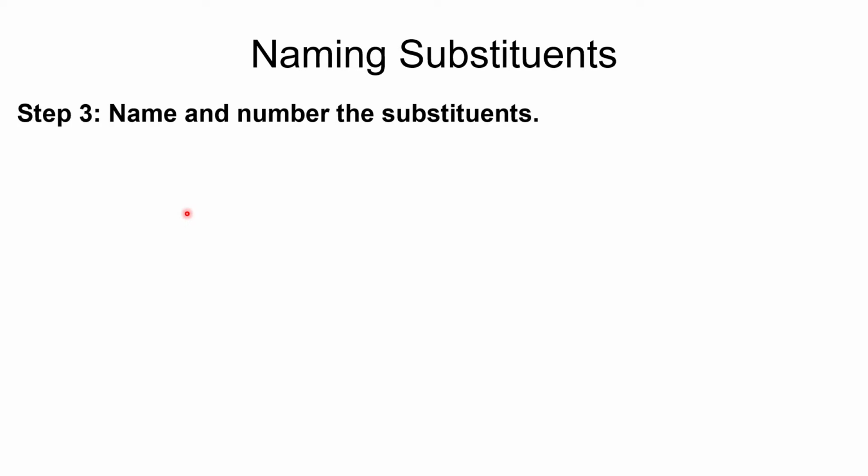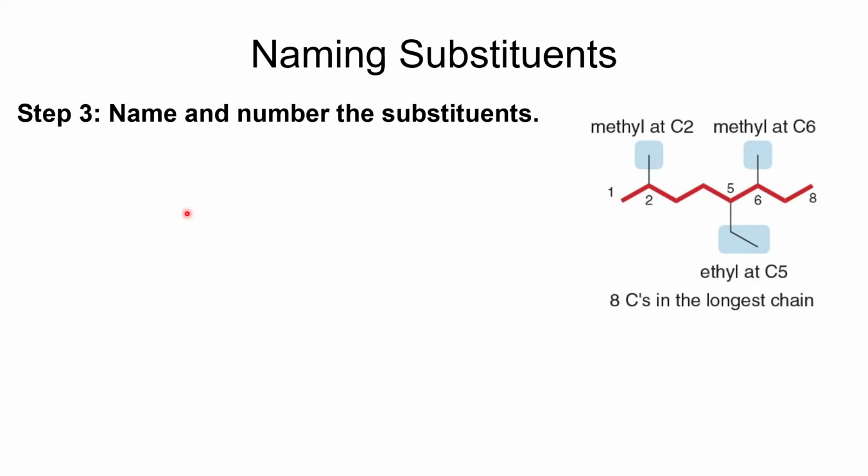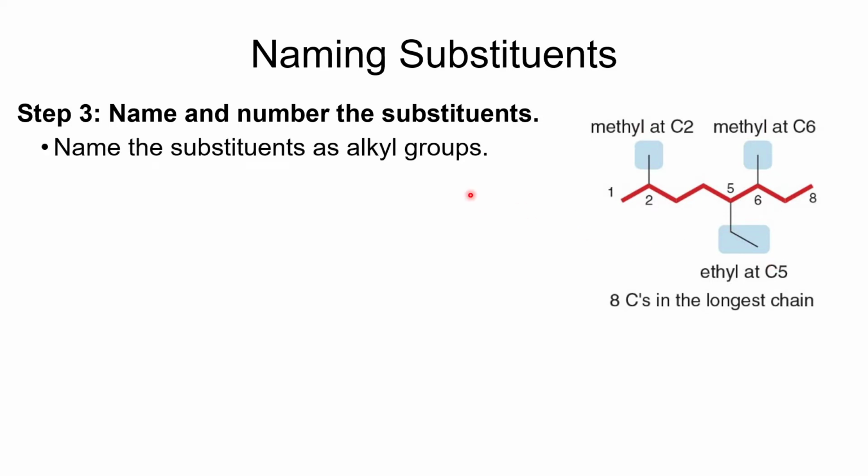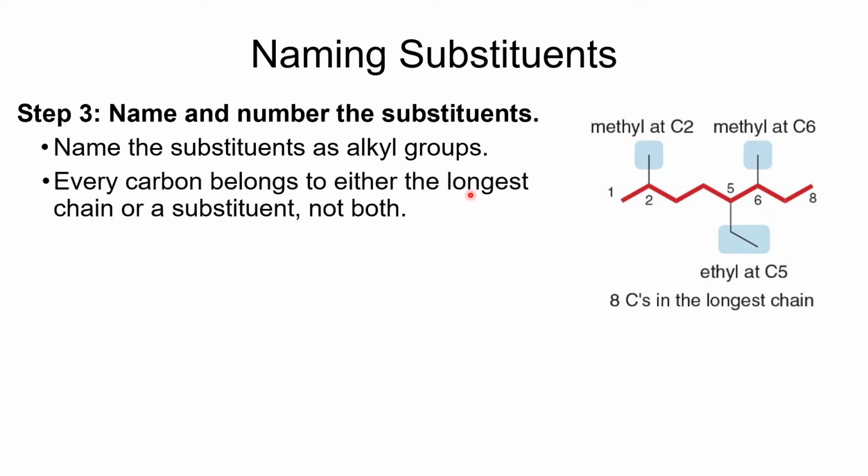When it comes to naming the substituents, we want to name and number the substituents. So once we've got the correct numbering, and we're going back to that molecule that we were looking at a little bit earlier, we numbered from the left side. We decided there were 8 carbons in the chain. Well, at carbon 2, we have a methyl. At carbon 6, we have a methyl. And at carbon 5, we have an ethyl. All right, we're going to name them all as alkyl groups, so methyl and ethyl are correct. Every carbon belongs either to the longest chain or to a substituent, but it can't belong to both. And we also need to make sure that every carbon is accounted for. If you leave a carbon out, then something is wrong.